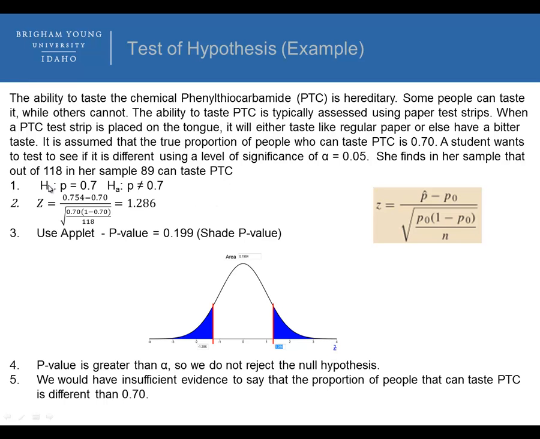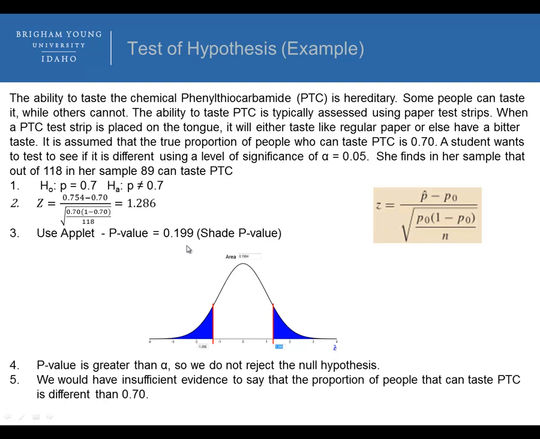So the null is that p is equal to 0.7 because that's what is assumed. That's the original thought. The alternative is p is not equal to 0.7. That's because we want to see if it's different. This is how we calculate the test statistic. Here we take 89 divided by 118 to get this number, minus the null, divided by the square root of 0.7 times 1 minus 0.7, divided by our sample size, which is 118, and this is the formula for it over here. Okay, and we get a z-score of 1.286.